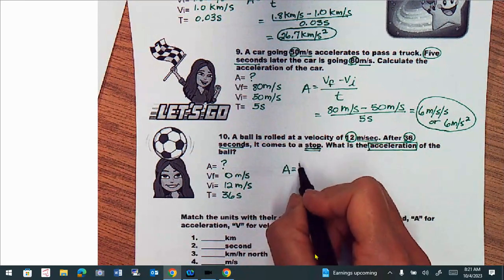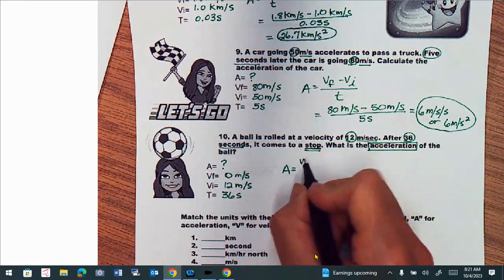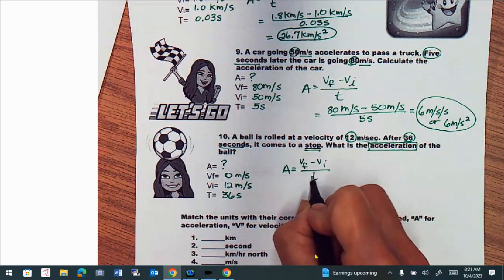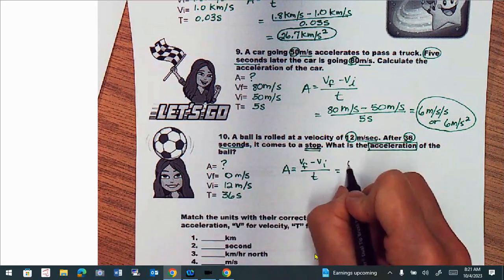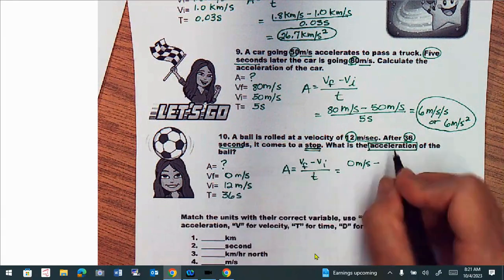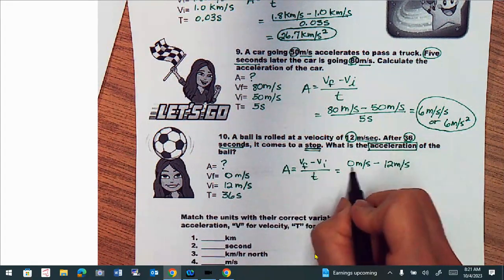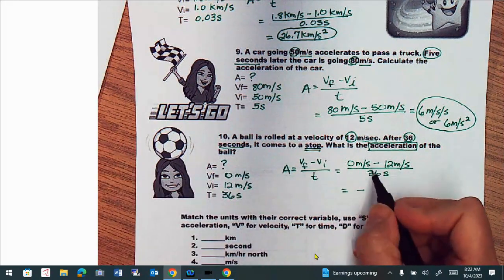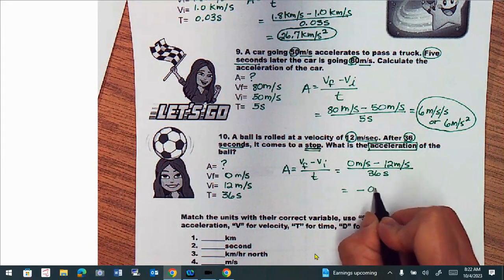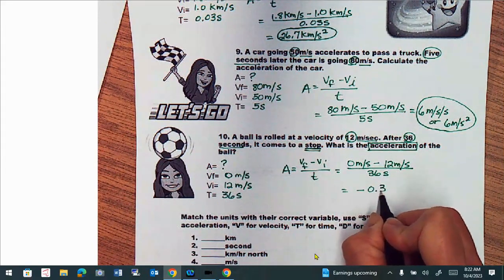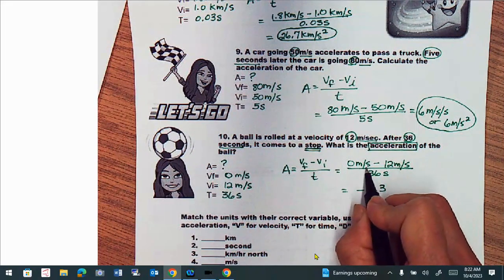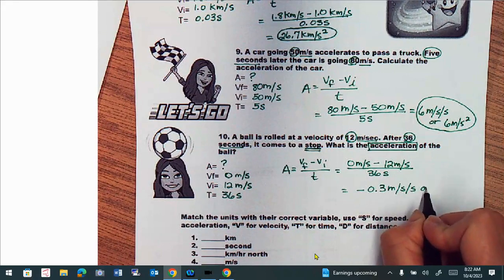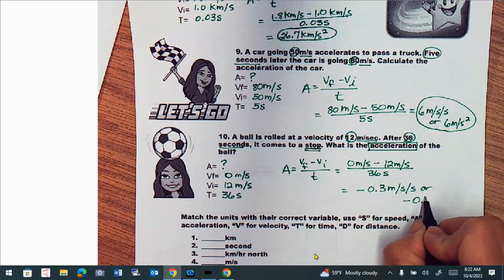So because the ball is coming to a stop, we know that it's slowing down, which means we should get a negative acceleration. So final velocity, 0 meters per second, minus 12 meters per second, divided by 36 seconds, which is negative. And we'll just keep it to the tenths place, so 0.3. And then your unit for velocity is meters per second and time is second, so it's meters per second, or meters per second squared.